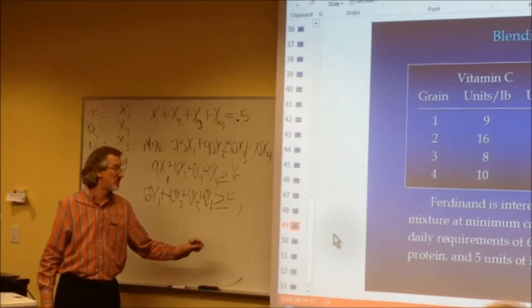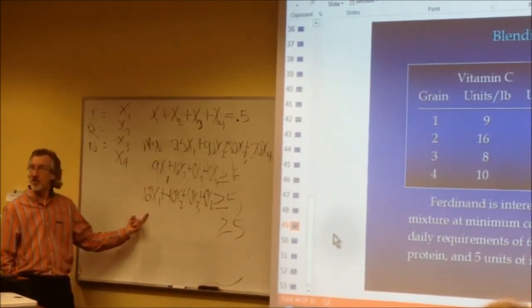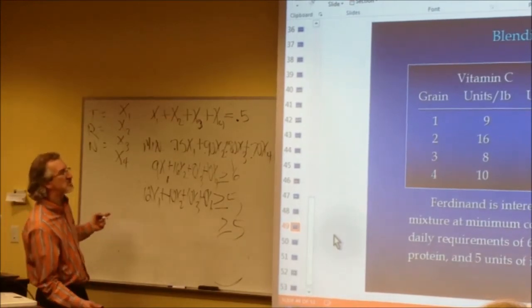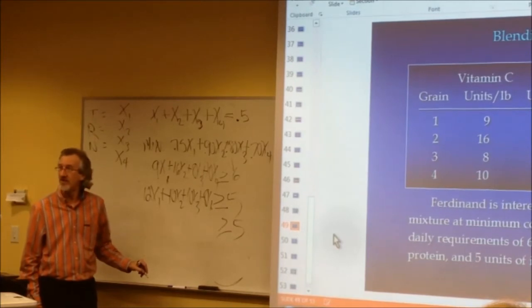Less than or equal, greater than or equal to 5. Greater than or equal to 5. But I've got to turn the variables into iron. So what's the first one? 0. X1 has no iron. I'm leaving it off.